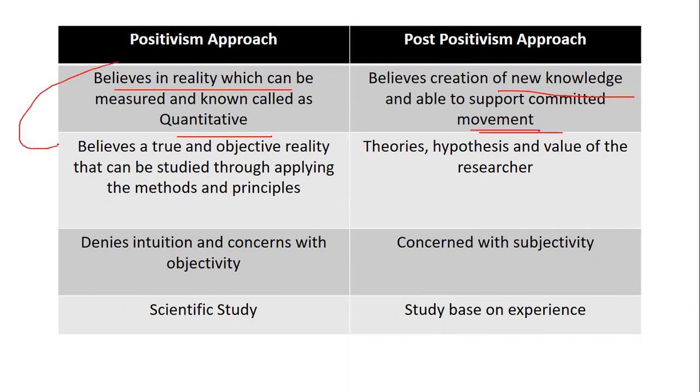Positivism believes in a true and objective reality that can be studied through applying the methods and principles. Whereas post-positivism is based on theories, hypotheses, and the value of the researcher. Positivism denies intuition and is concerned with objectivity, whereas post-positivism is more concerned with subjectivity. So positivism is more towards objectivity, post-positivism is concerned with subjectivity. The positivism approach is scientific in nature, that is, it has scientific study, whereas post-positivism is a study based on experience.